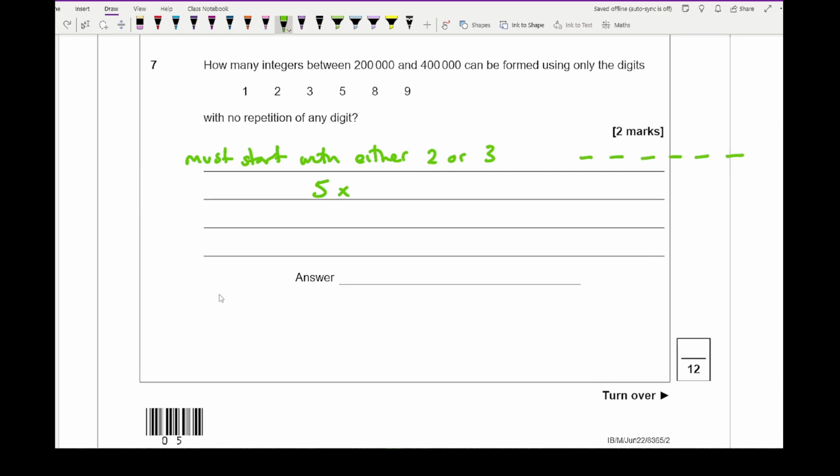So this number needs to be a 2 or a 3. Then out of the numbers left, I've got 5 options. For the next digit, I'm going to end up with 4 options because that one's already been used for the previous one. This one, there are 3 options. This one, there's 2 options, and then I'll always end up with 1. So it's going to be 5 times 4 times 3 times 2 times 1. And because there are 2 possible numbers to start with, I multiply that by 2. And if I type that all into my calculator, I get an answer of 240.